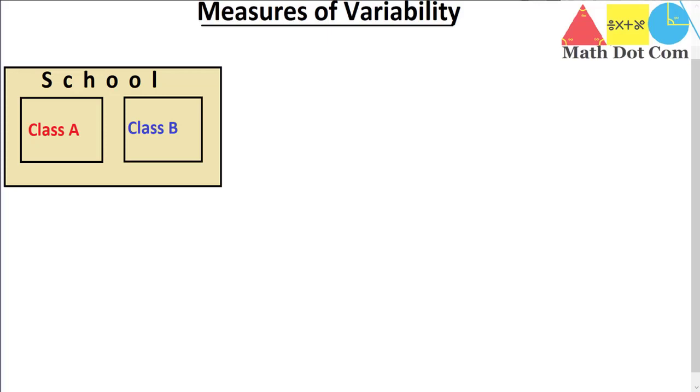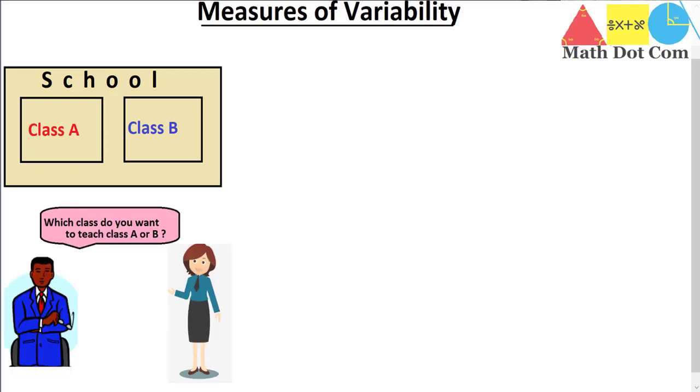So I'm going to clear your concept by using a very simple example, and I will also tell you the different measures of variability and what is the most commonly used measure of variability. So here we have an example of a school where there are two classes, class A and class B, and the principal is hiring a maths teacher, and he has given her the choice of teaching either class A or class B.